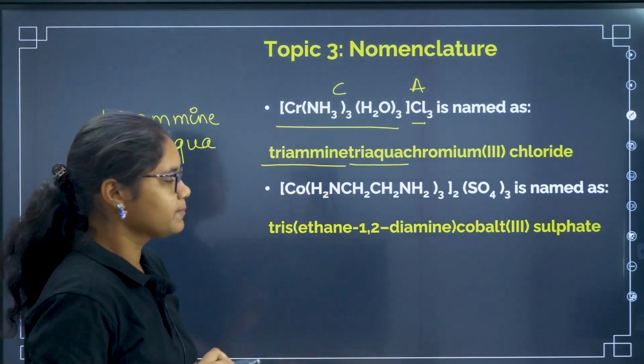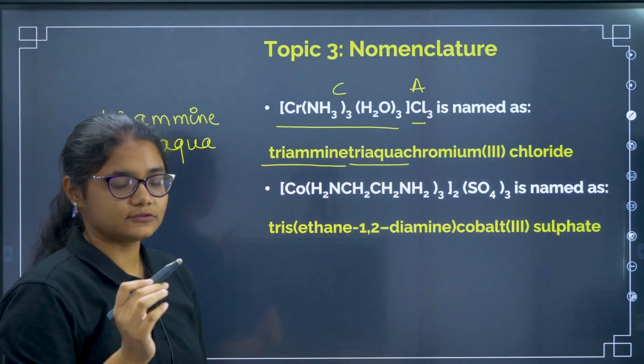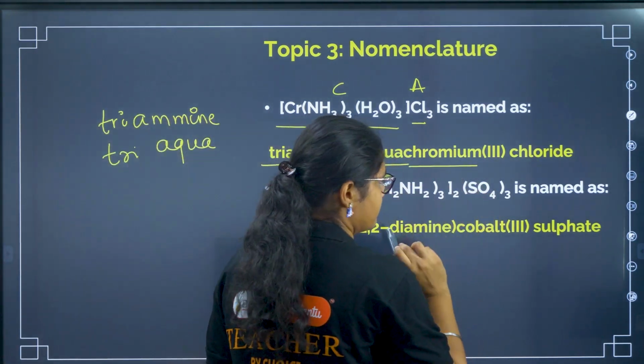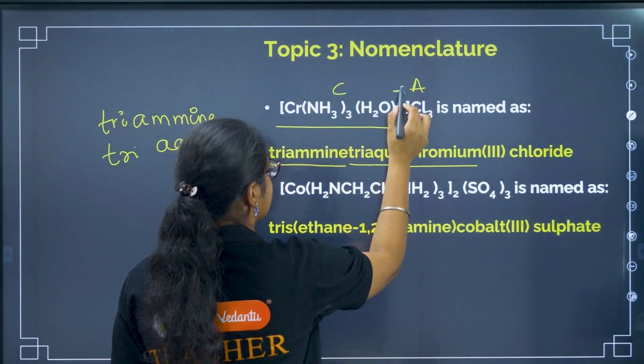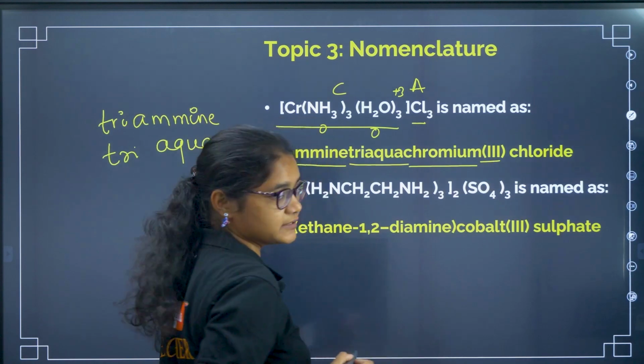Now coming to the metal. You see this is a cationic complex, so there will be no change in the name of the metal. It will remain as chromium. Then you calculate the oxidation state. You can calculate here, this is +3, this is 0, this is 0. So I can say chromium in its +3 oxidation state.